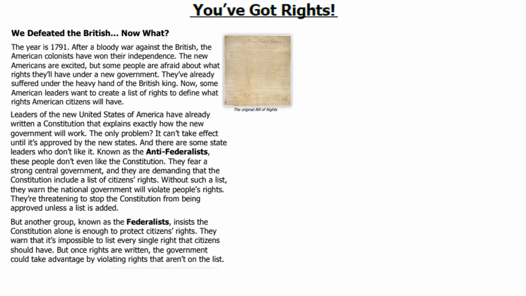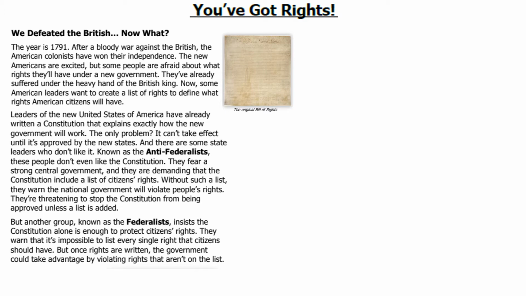Known as the Anti-Federalists, these people don't even like the Constitution. They fear a strong central government, and they are demanding that the Constitution include a list of citizens' rights. Without such a list, they warn the national government will violate people's rights. They're threatening to stop the Constitution from being approved unless a list is added.